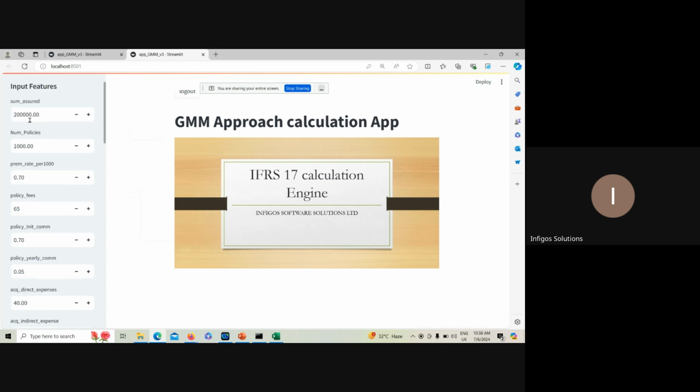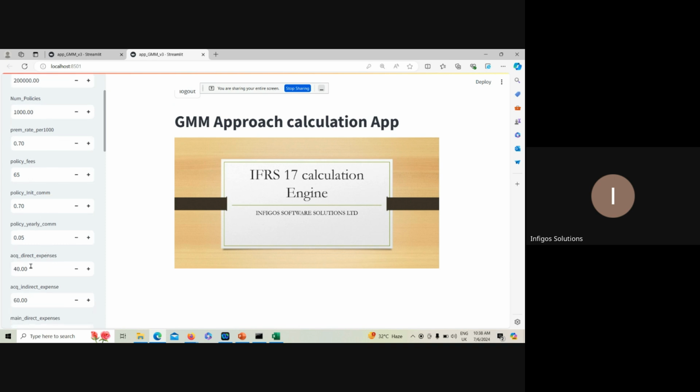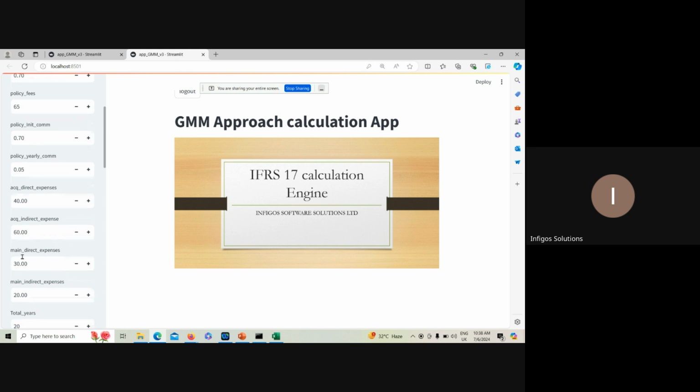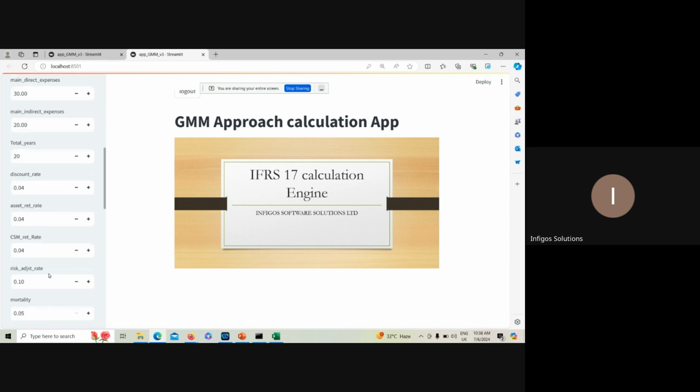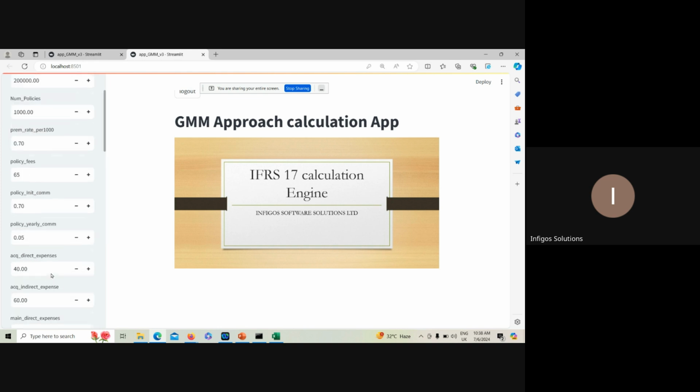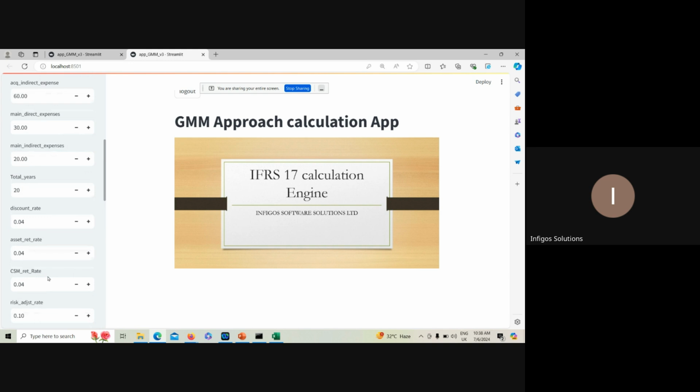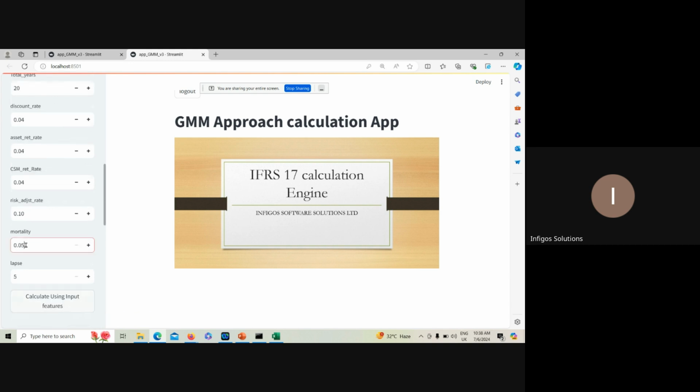I have put the sum assured here, number of policies here, premium rate here, policy fee here, initial commission here, yearly commission here, acquisition direct expense, indirect expense, maintenance direct expense. So all the values which I have utilized in my calculation, I have put here, and I can tweak them anytime. Like if I have to tweak this value to 6, I can tweak it and then say calculate everything for me. I'll just say calculate.